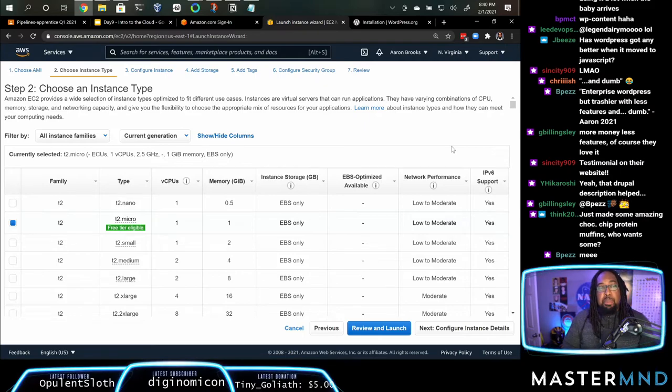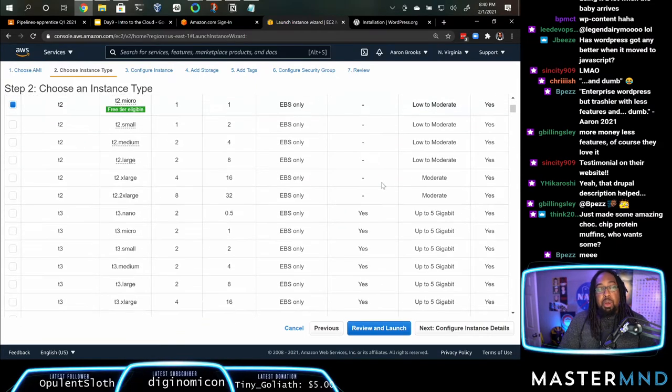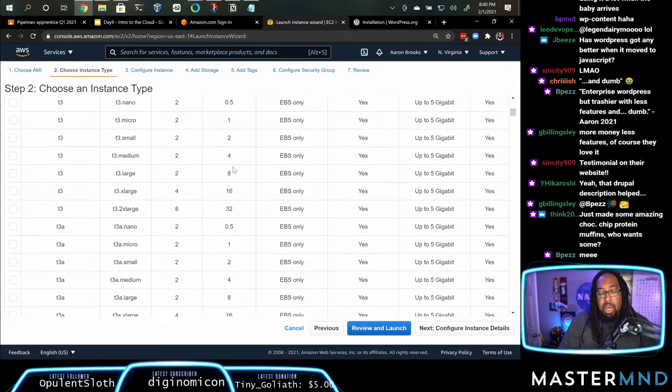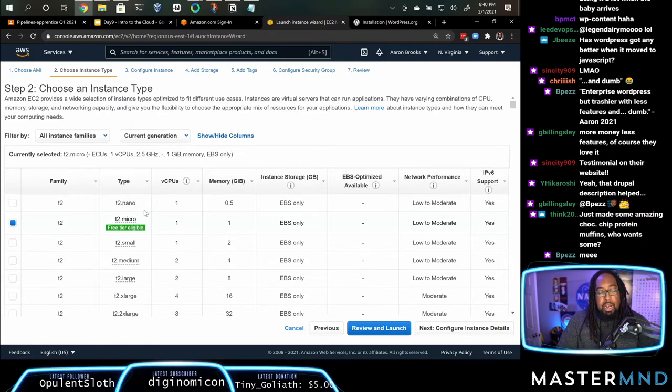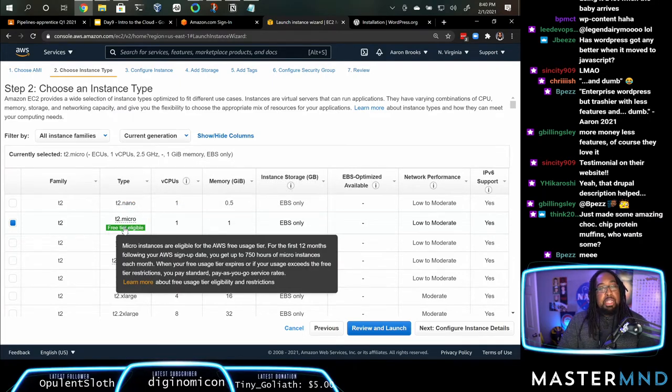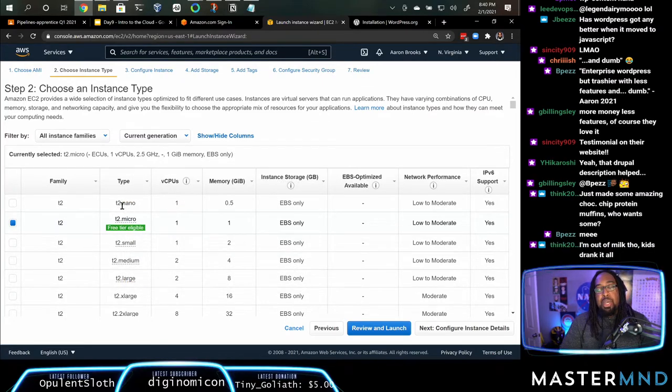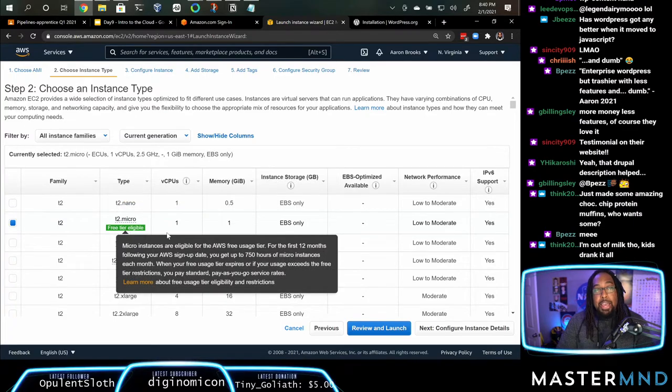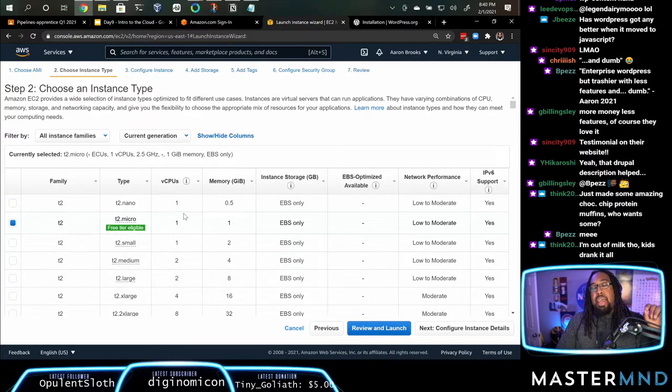You basically have pretty much unlimited configuration options here. Because right now the service that we're paying for is a compute service, we have a ton of options. If you're following along, leave it on the free tier eligible one, which is T2 Micro. This type right here, T2 and .nano, .micro, is the server class and its size.